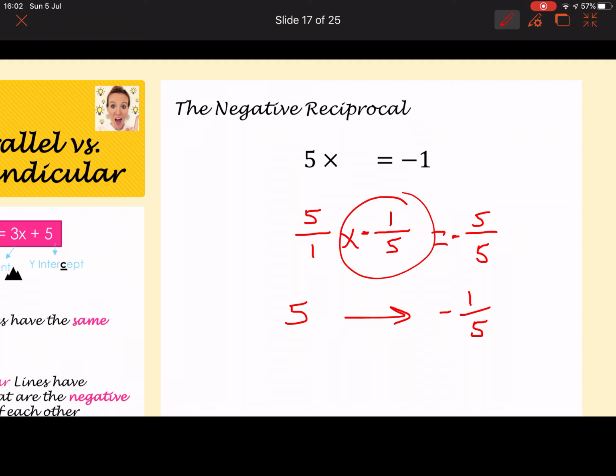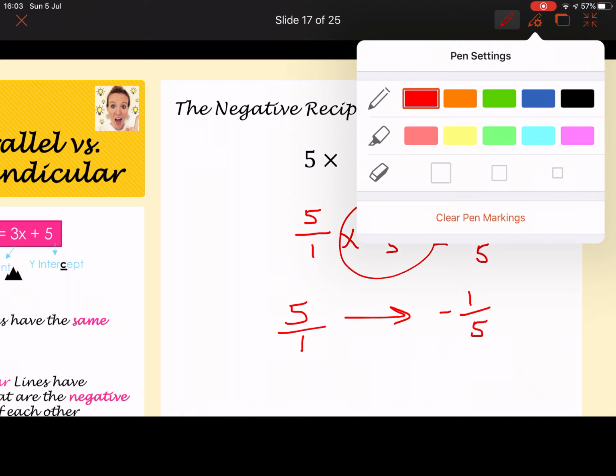But if at this stage you're just after a little trick, a little memory tip, then write it as a fraction. So if it's just a whole number, make it over 1. Flip it and flip the sign. So if it was positive, it becomes negative. And if it was negative, it would become positive. If it's 5 over 1, it becomes 1 over 5. If it's 1 over 5, it becomes 5 over 1, or just 5. Okay, it's easier if you practice it.